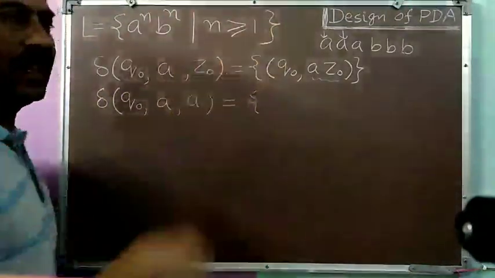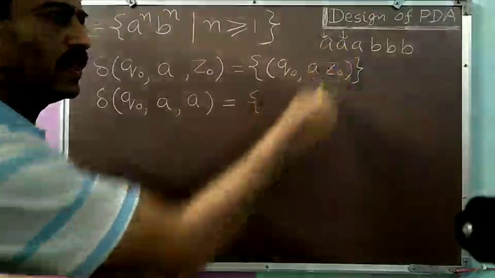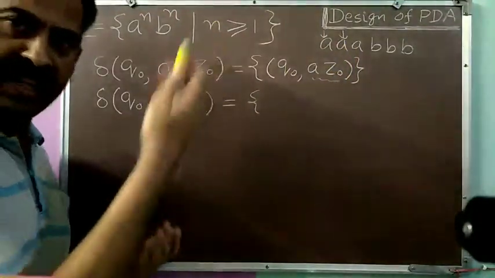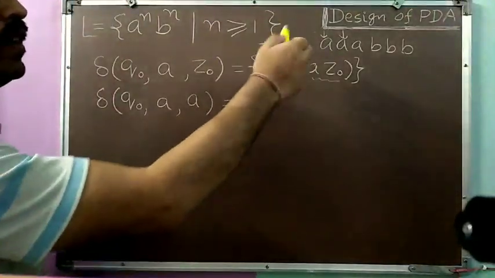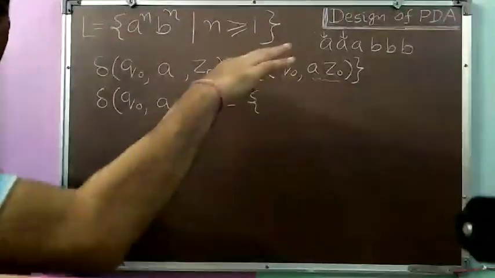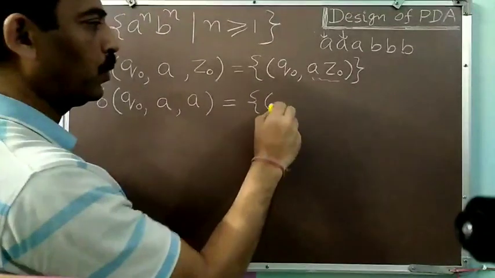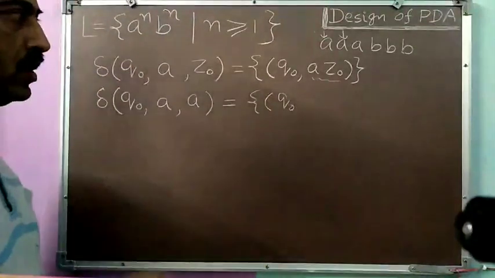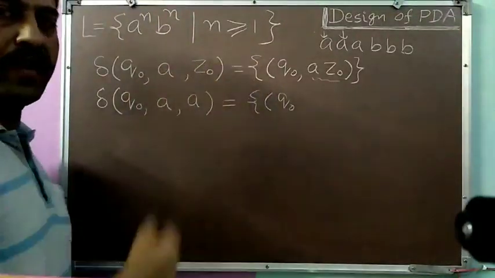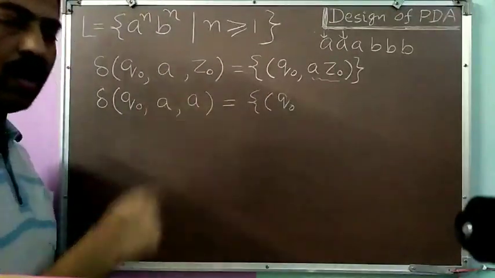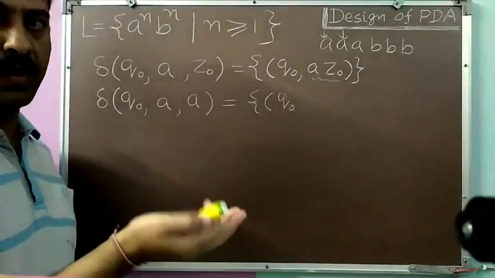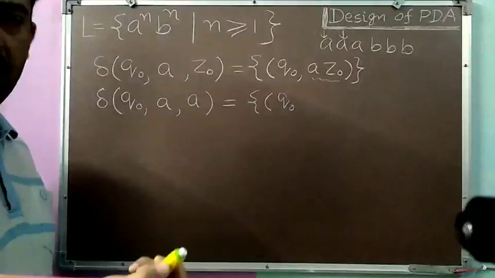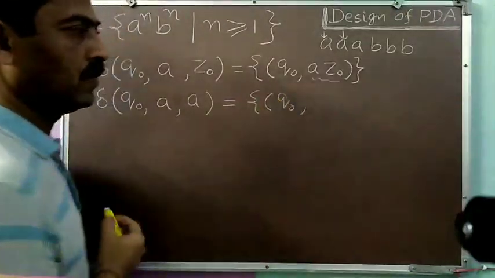Now again I am getting an A. What should I do with this A? For all A's I have to push, as per my strategy. So I will also push this A. Now, should I change the state or not? No, I don't have to change the state, because previously I was performing the push operation, and now also I am performing the push operation. My operation has not changed, so I will not change the state. Q0 will be the state.